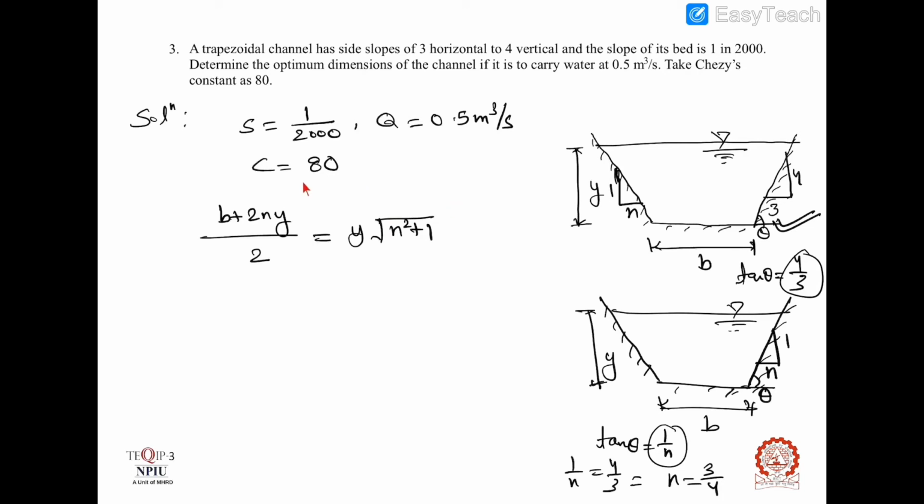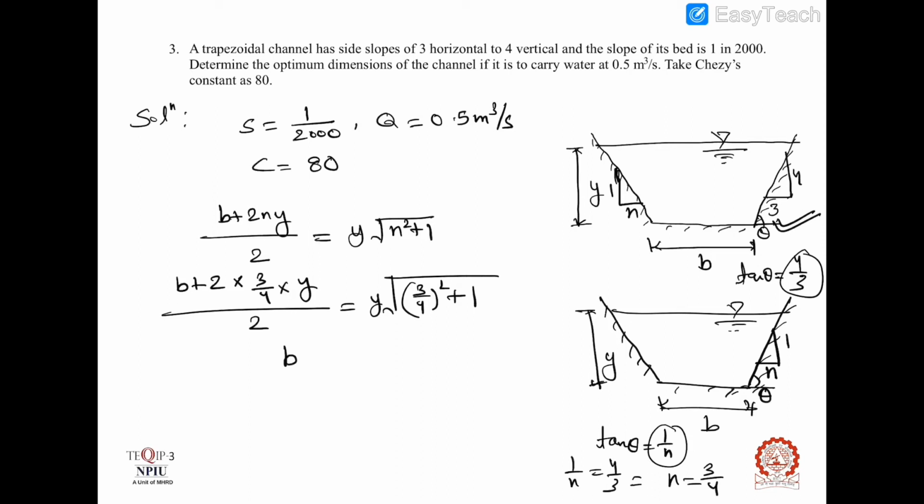Then we will have the relation between B and Y for most economical condition. B plus 2 multiplied by 3 by 4 multiplied by depth of flow Y, divided by 2, is equal to Y square root of (3 by 4) whole square plus 1. After solving this expression, we will have the relation between B and Y, that is B is equal to Y.